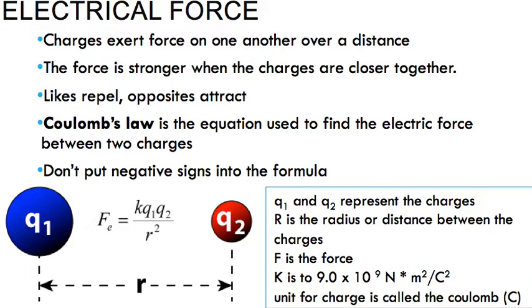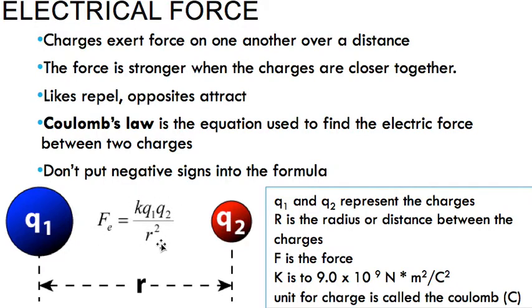Moving on to electric force, the charges exert a force on each other over a certain distance. The force is stronger when they're closer together, just like if you were to hold two magnets close together, you're going to feel that force is much stronger when they're close together. Like charges are going to repel, opposites attract. I kind of mentioned that on the last slide. But to figure out the electric force, we can use an equation called Coulomb's law to find the force between the two charges. So that formula is here.